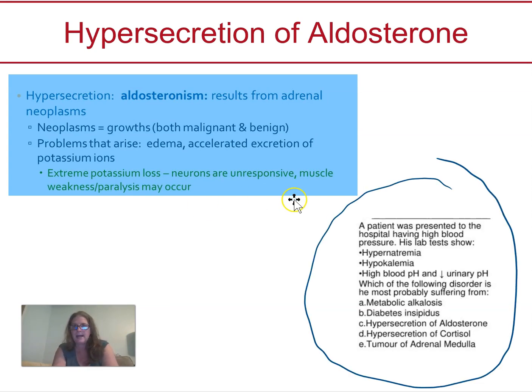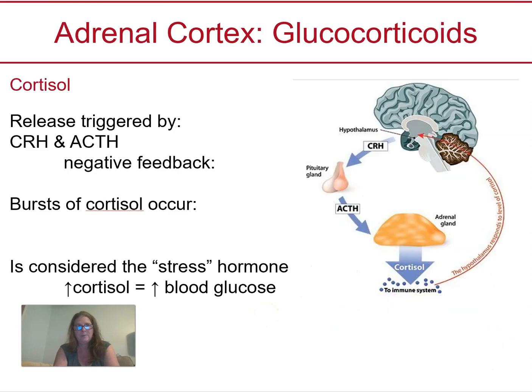So there's a little question here, a little clinical application. It says a patient had high blood pressure. He has hypernatremia, hypokalemia, high blood pH, low pH in his urine. What does he most likely have? Well, if we see high sodium and low potassium, when you see sodium and potassium together, you should be thinking about aldosterone because that's its job. And so in this case, we would expect too much aldosterone, or choice C for that.